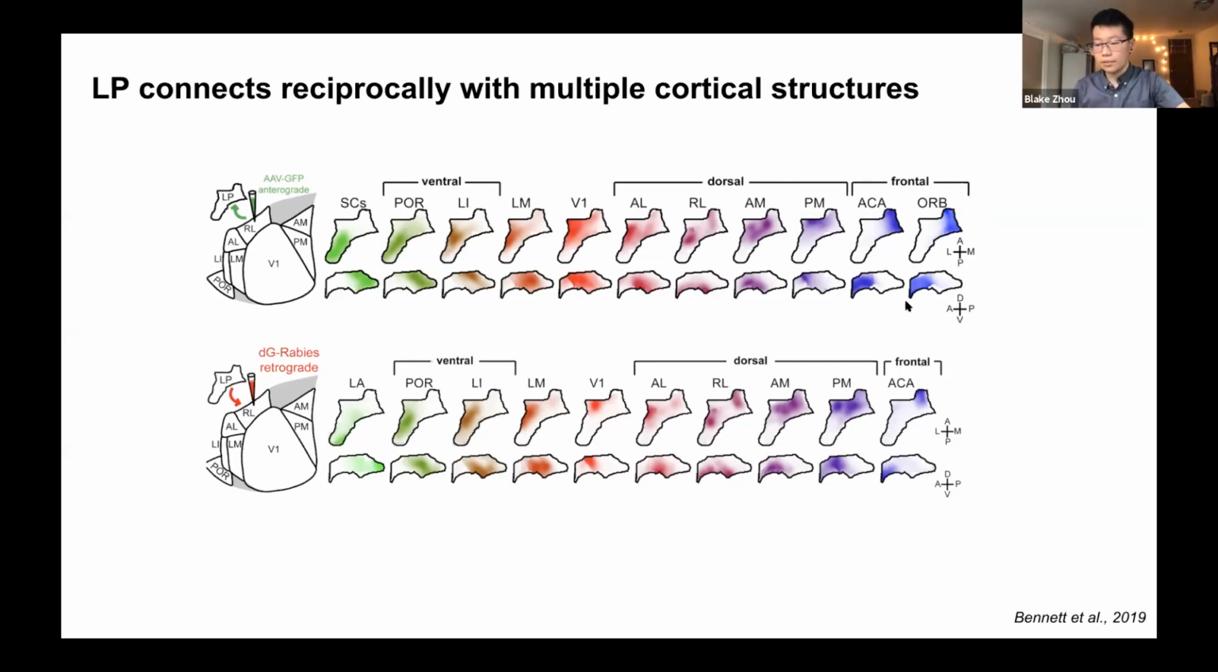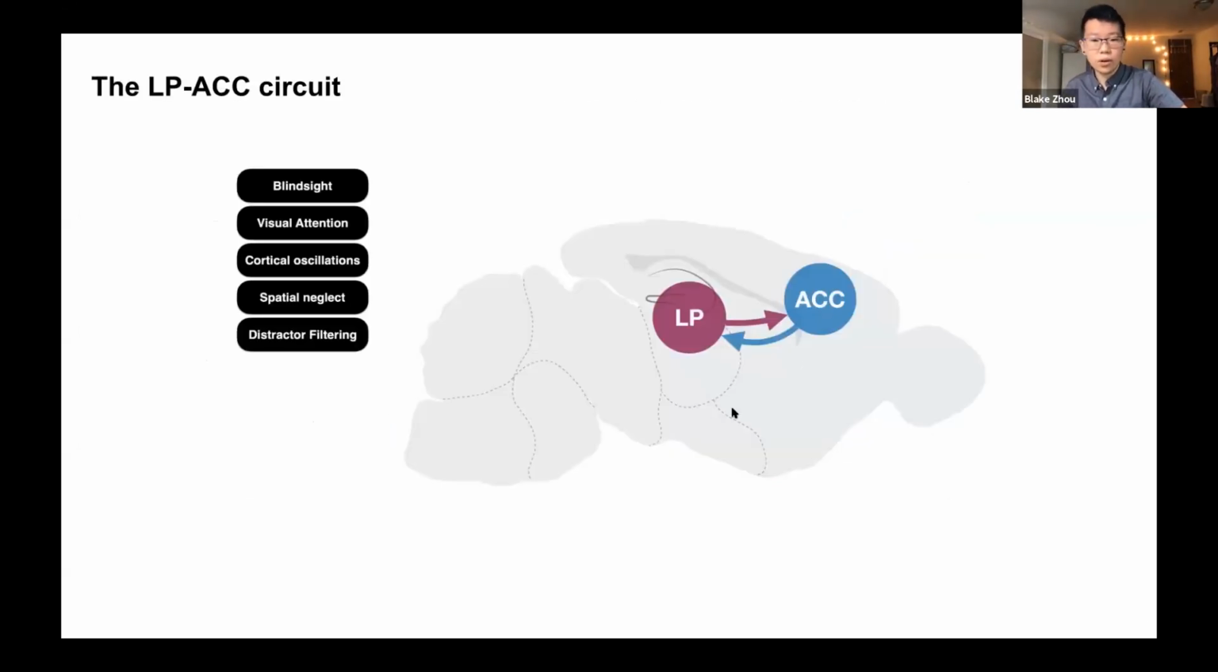For this project, we focused on the relationship between LP and the anterior cingulate cortex, or ACC, which you are all familiar with by now. It is involved in action selection and the allocation of attention. Since a main goal of our lab is understanding how the brain integrates sensory inputs to make decisions, we were really interested in finding out what information the ACC is getting from the LP and vice versa.